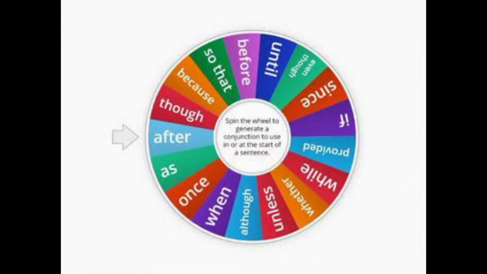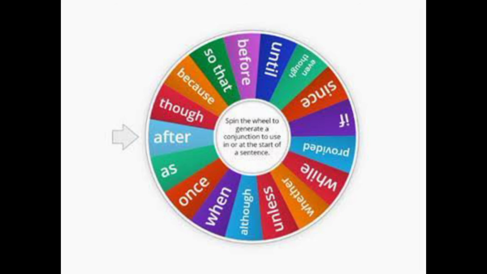More examples: because, though, after, as, once, when, although, unless, whether, while, provided, if, since, even though, until, before, so that, because, and so much more. We can have so many more examples of subordinating conjunctions. These conjunctions will bring two sentences together: a sentence that is independent, that can stand on its own, and a sentence that is dependent, that cannot stand on its own, together to make a complex sentence.